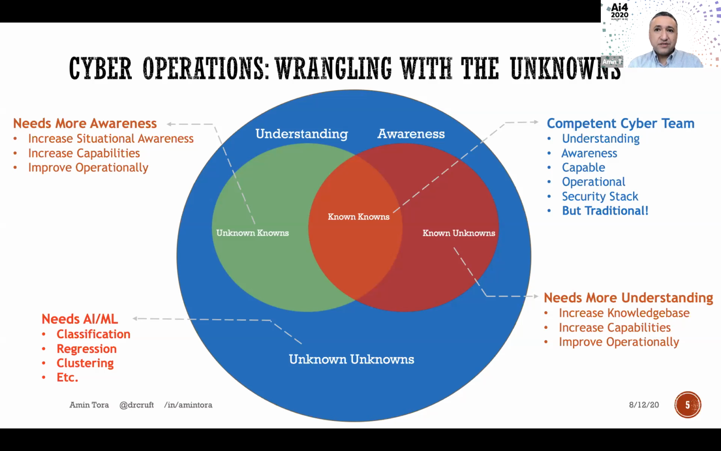In some organizations, you'll have really good, competent teams, but in a lot of other organizations, and small to medium businesses, you may not have the full capabilities. So in those cases, you need to increase your understanding and increase knowledge base capabilities. You need to improve operationally. At the same time, you need to have more awareness as far as threat intelligence, and increase situational awareness, improve capabilities, and operationally intertwine with that.